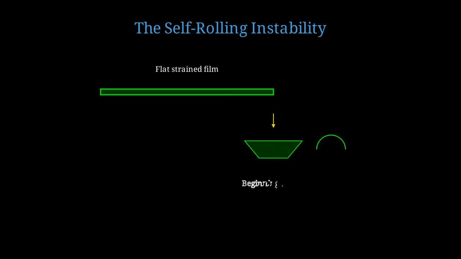Now let's talk about how these films release their stored energy. Instead of fracturing, they undergo a beautiful self-rolling instability. Here's what happens. We start with a flat strained film. As the strain increases beyond a critical value, the film begins to curl at the edges. Then it progressively rolls up into a tube or scroll shape. This rolling releases the stored elastic energy.